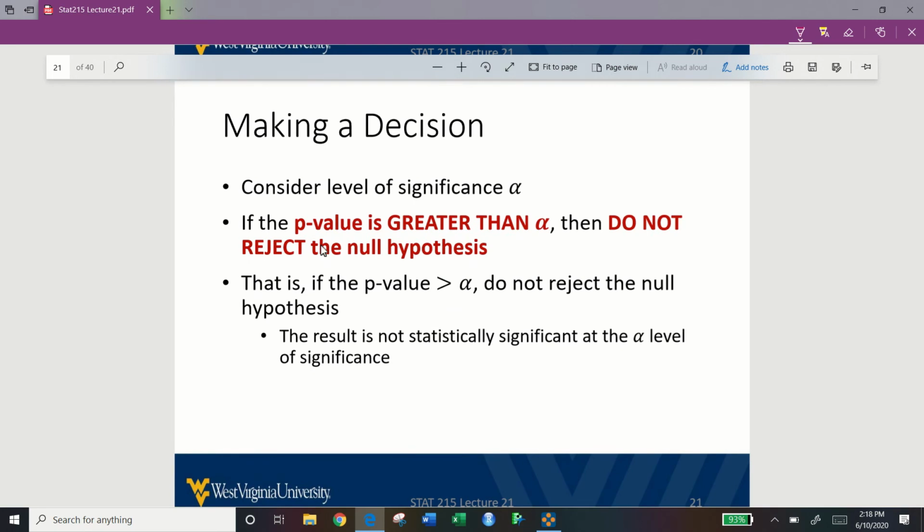So, speaking of our ingot example, we talked about what happened when the p-value was less than or equal to alpha. Conversely, if our p-value is greater than alpha, then we do not reject the null hypothesis. Again, formally stated, if the p-value is greater than alpha, we do not reject the null hypothesis, and the result is not statistically significant at the alpha level of significance.